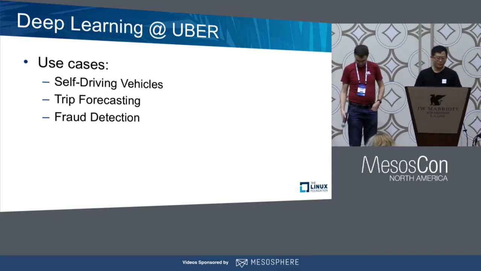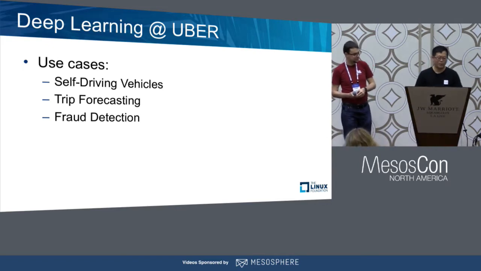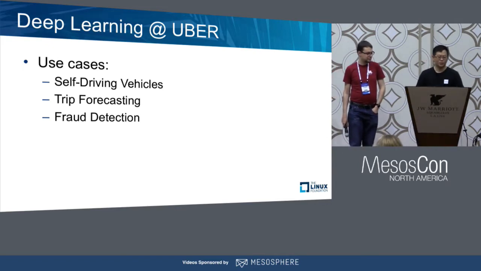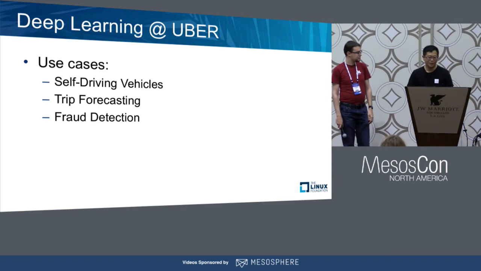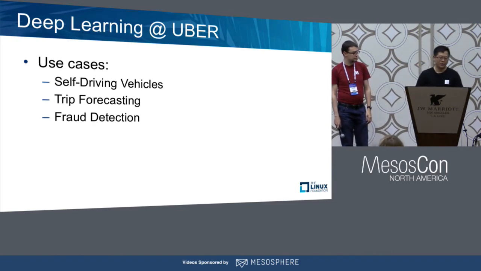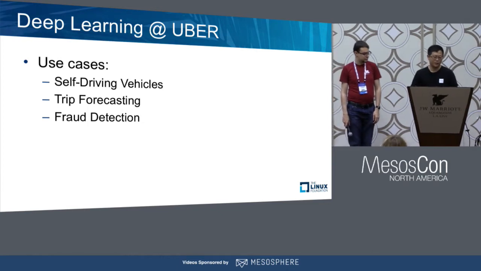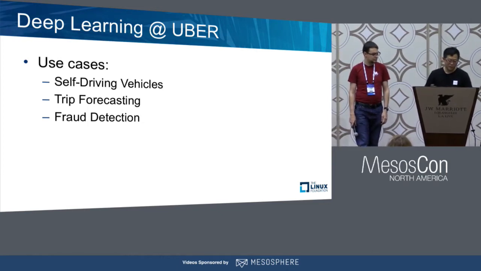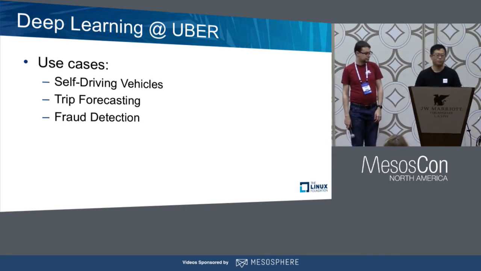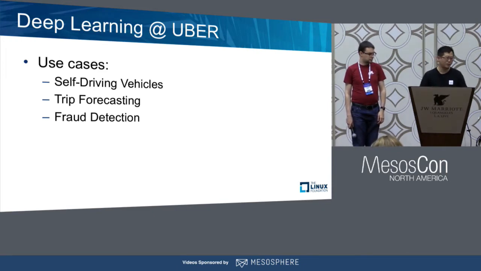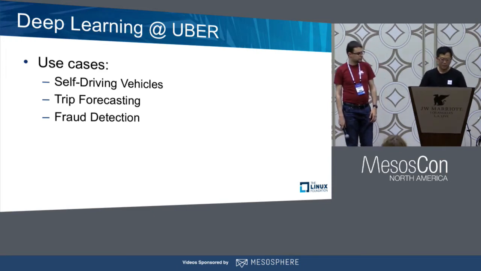So first, let's talk about why we need deep learning at Uber. As all you guys probably know, Uber has grown very fast in the last few years. From initially a ride sharing company, now we have our self-driving business unit. So basically, self-driving cars are a huge source of workload, especially for deep learning and machine learning.